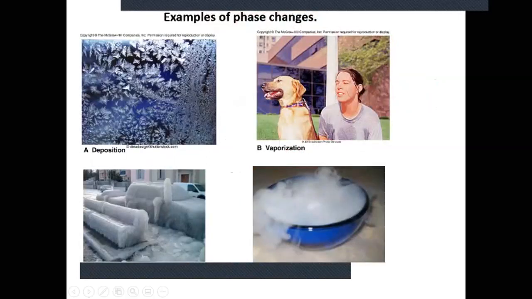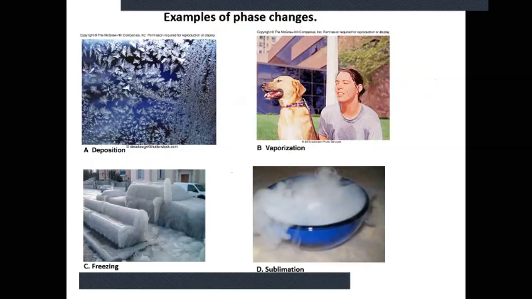So some other types of phase changes is deposition. So deposition means we go directly from a gas to a solid. And so on very moist, cold mornings, sometimes you get frost that appears. So frost is the deposition of water vapor to ice.